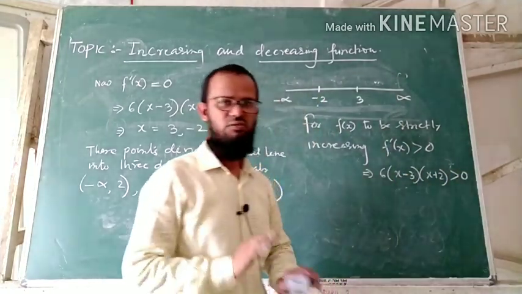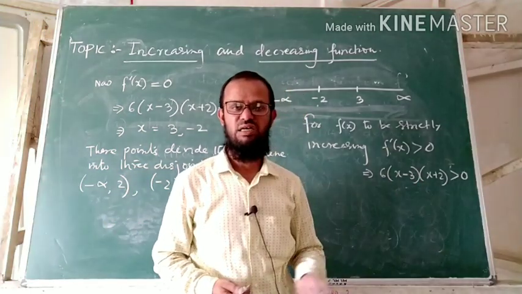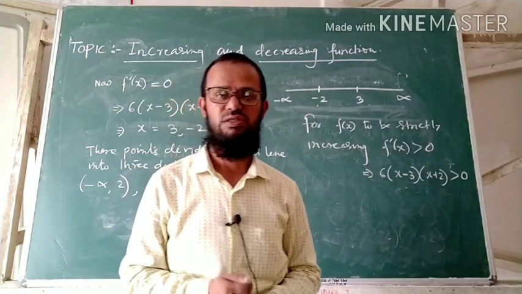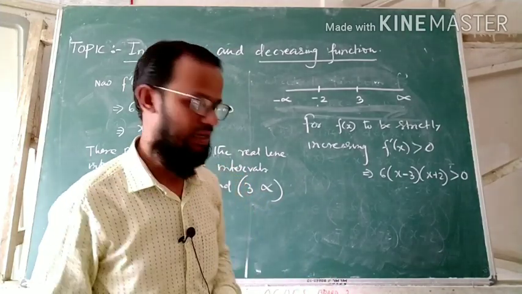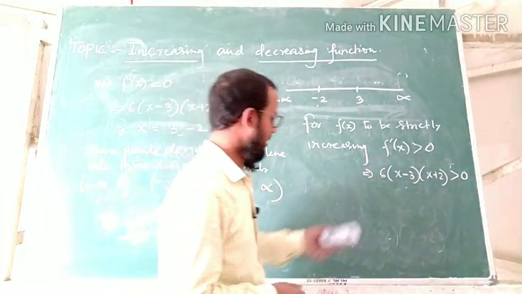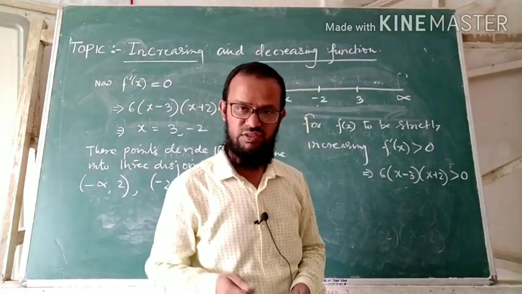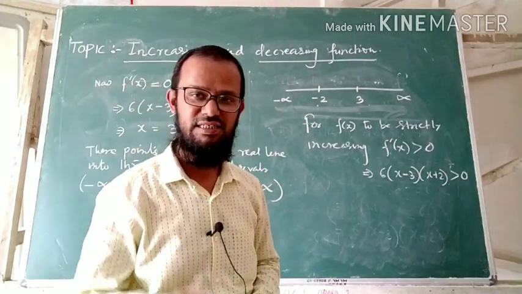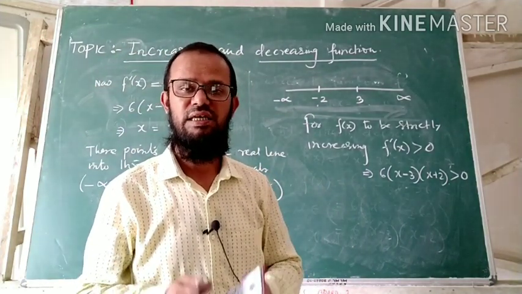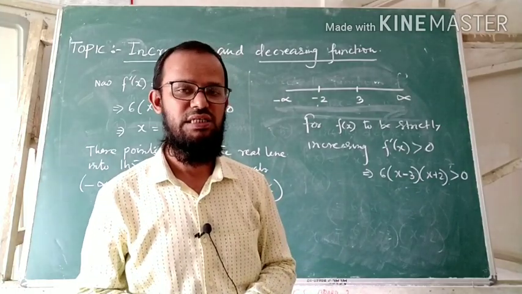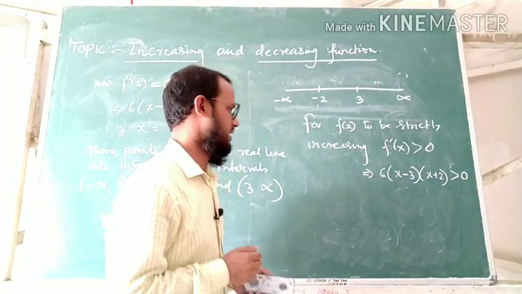We know that 6 is always positive. We do not know about what is x minus 3 and what is x minus 2 actually. Whether it is positive or negative, where it is positive, where it is negative. Clear everybody? Now from here we are going to find the value of x where f dash x is greater than 0, and that x will represent the interval where the function is strictly increasing or strictly decreasing.